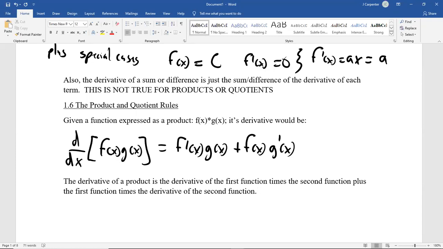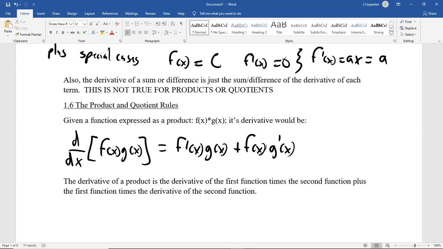Each of these terms has something about the first and the second function, f, g, f, g. In the first term, it's the first part of the product that has a derivative, but the second one does not. In the second term of this, the first part of the product does not have a derivative, but the second one does. So it's a mix and match. Think of this as a mix and match.